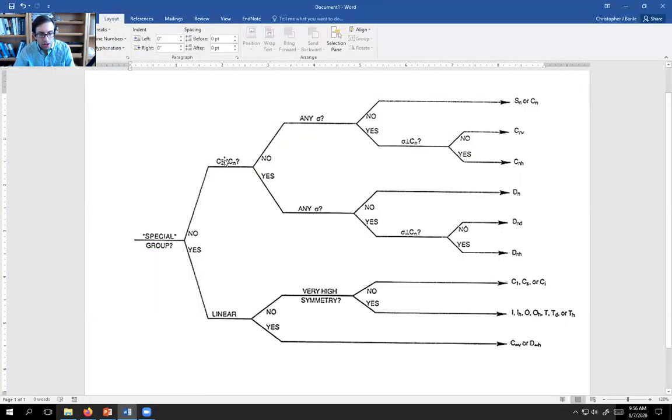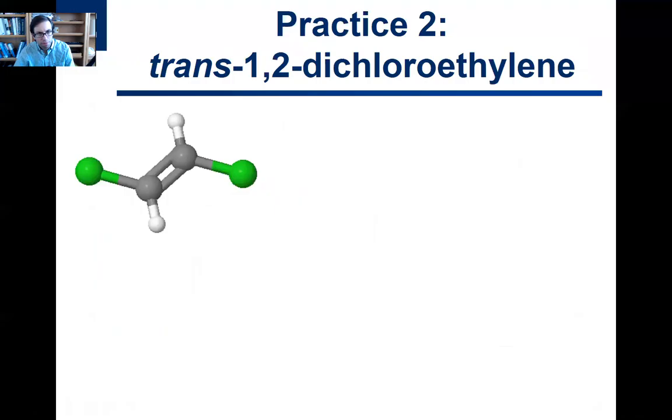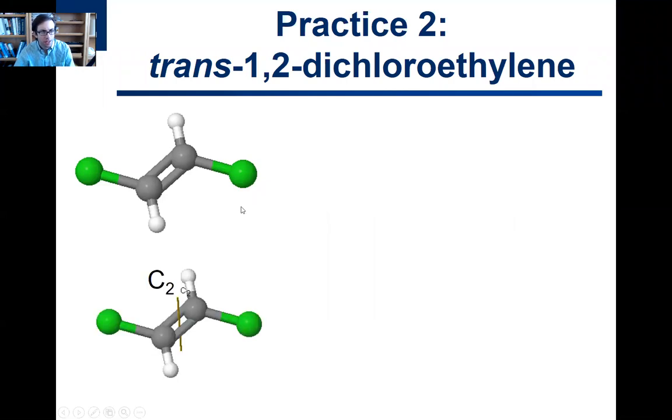So what do we do? We go up here. Is there a C2 perpendicular to the Cn? First, implicit in that, we have to figure out the principal rotation axis. Are there any Cs? And there is. There's one right like this. You can imagine this chlorine would get spun over 180 degrees to this chlorine and vice versa, and the hydrogens would interchange as well.